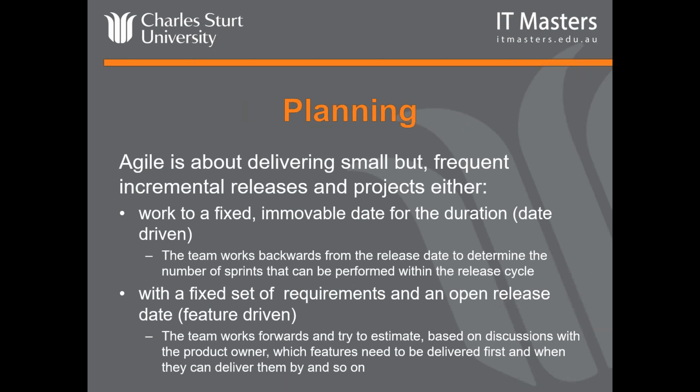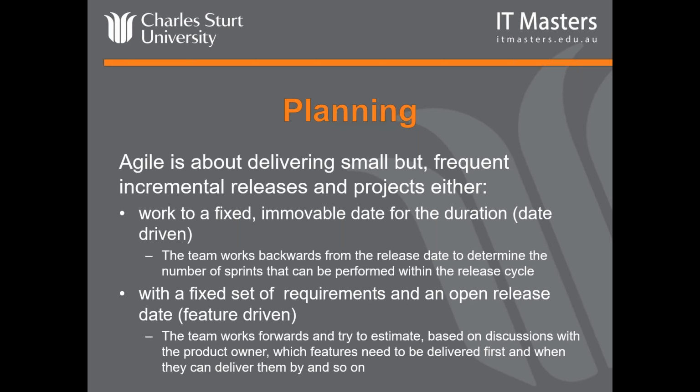Okay, so moving on just to planning, we know that Agile is all about small, frequent releases. And so Agile projects, and Scrum does the same thing, they typically plan in one of two ways. They either work to a fixed, immovable date, which would be known as date-driven, or they can have a set number of requirements or stories, whatever you want to use, and an open release date, and that's known as feature-driven.